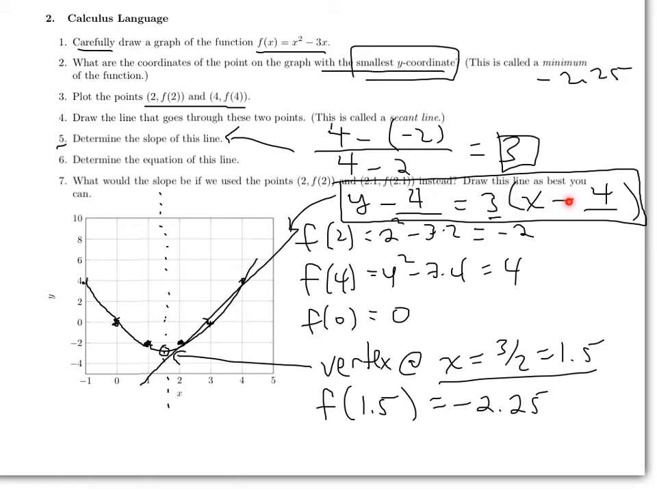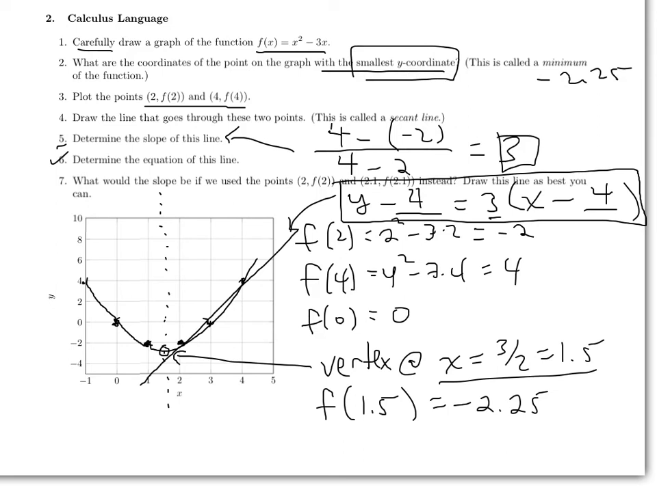If you want to write this line in slope-intercept form, that's perfectly fine. It's certainly not necessary without having some other task that you have to do with it. But if you did want to write this in slope-intercept form, the way to do it would be to multiply out this side, so this 3 distributes through, so 3x minus 12, and then add 4 to both sides, and you'll get an equation. That would be fine, but also this is perfectly fine. So that's number 6.